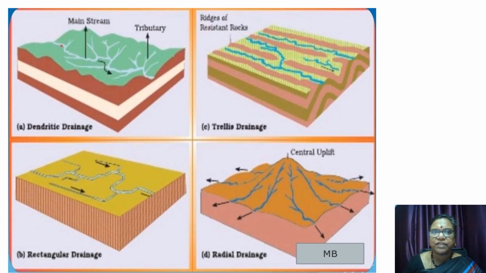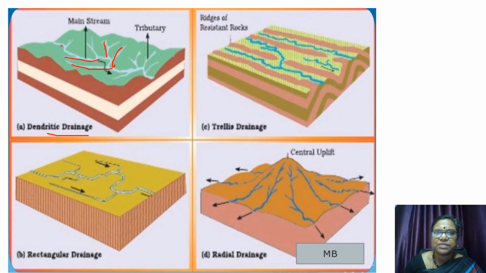The first one, if we take, is called the dendritic pattern, where the river channel flows along the slope. Wherever the slope is there on the terrain, the river flows along the slope. The stream with its tributaries resembles the branches of a tree. If you see here, the main tree is there and the branches are there. It resembles a tree, so that is the dendritic drainage system.